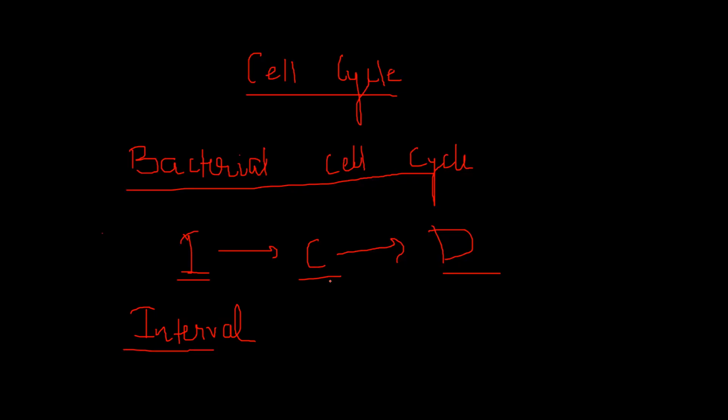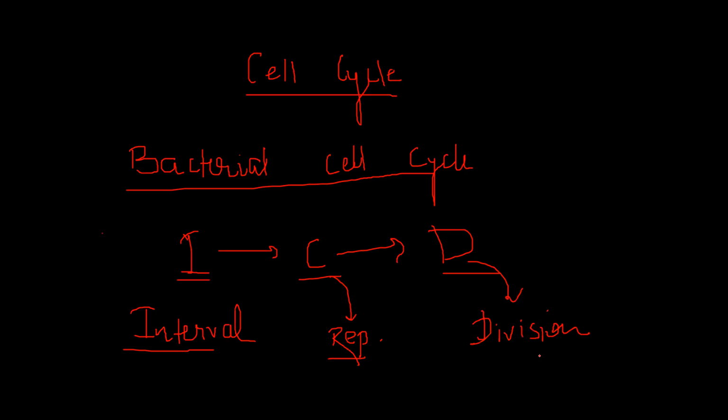C is the chromosomal replication phase. Here you will see the duplication. Replication is there. So this is basically the duplication phase. And lastly, the division phase. So bacteria divide in how many minutes? 20. Yes. Generation time in bacteria is 20 minutes.